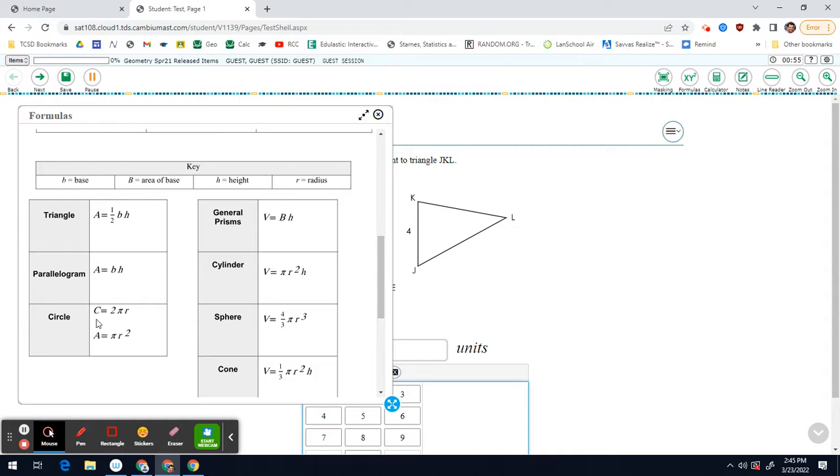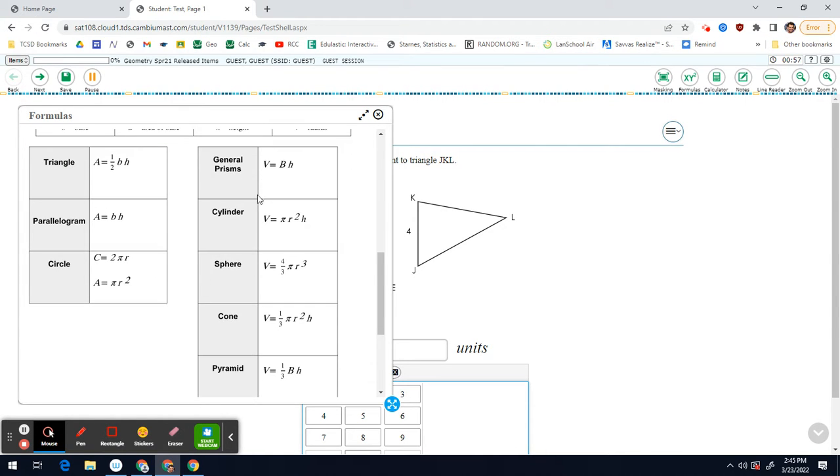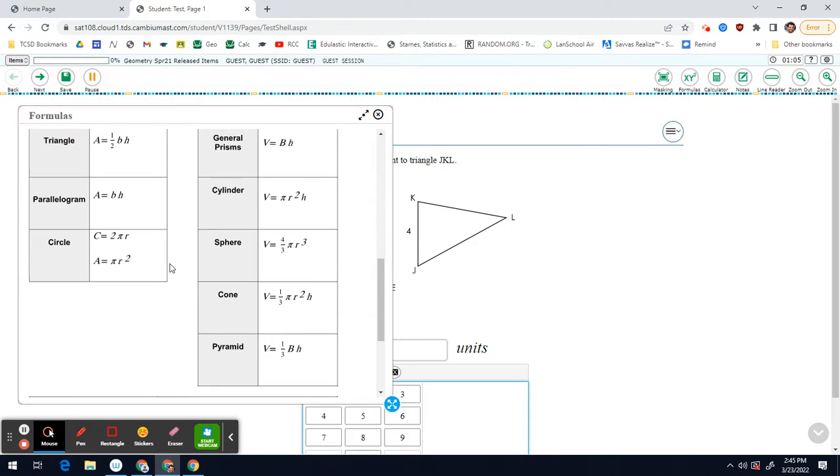Area formulas, volume formulas, circle equations. Very, very, very important for you. There's going to be cylinders, spheres, cones, circles on there. So make sure you are aware of these and know how to look there.